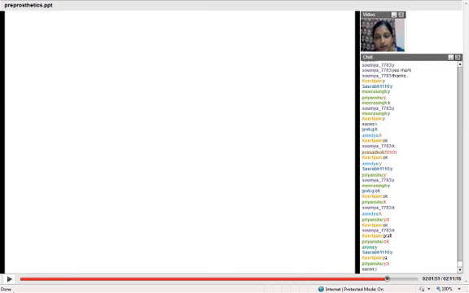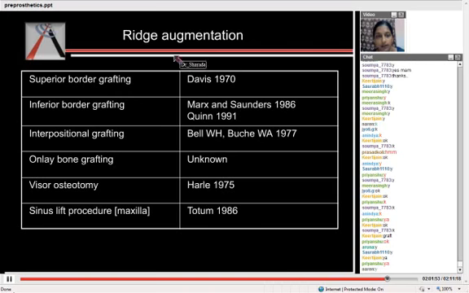Okay, so move on. This is something you have to learn. Not the date, but you have to learn the names. This is ridge augmentation: superior border, inferior border. Superior border, we are talking of the mandible again. Superior border was done, where you could place an entire rib, a rib graft.